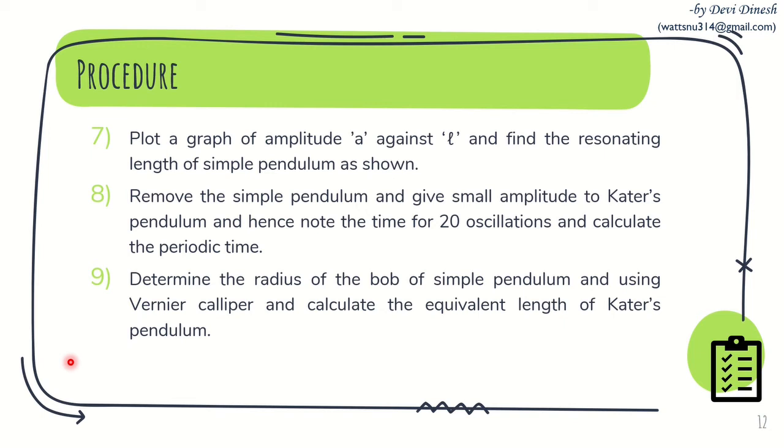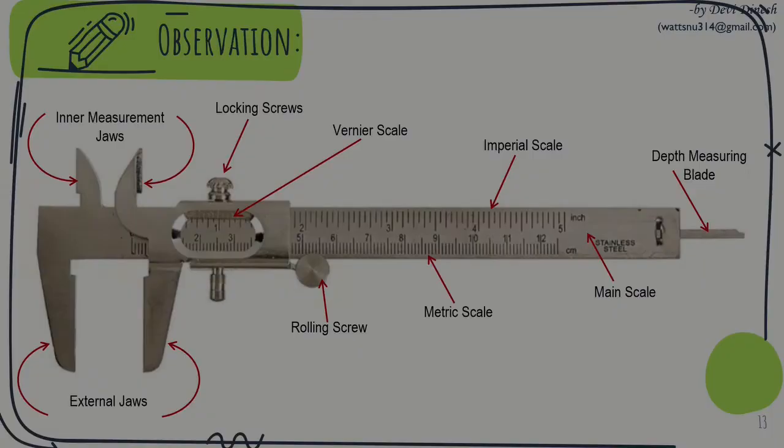We have to determine the radius of the bob of the simple pendulum using our vernier caliper and calculate the equivalent length. Whenever we speak of simple pendulum, we consider a massless thread and a point mass. So if I am calculating the radius of that bob, whatever length I am getting, I'll add my radius to it, so that I'm actually coming to my concept of massless thread and point mass. For that we have to calculate the radius of the bob as well. And finally, using the formula we have to calculate the value of g.